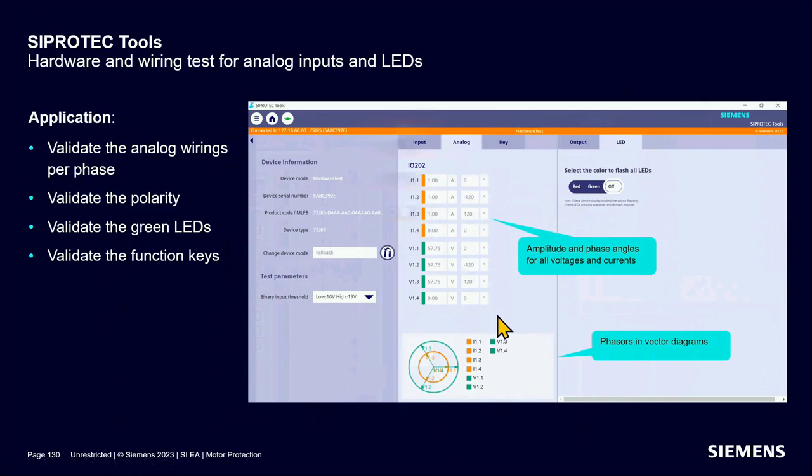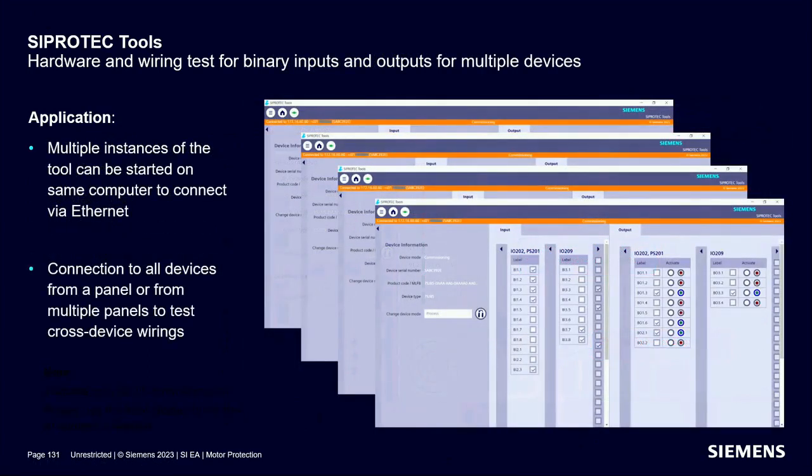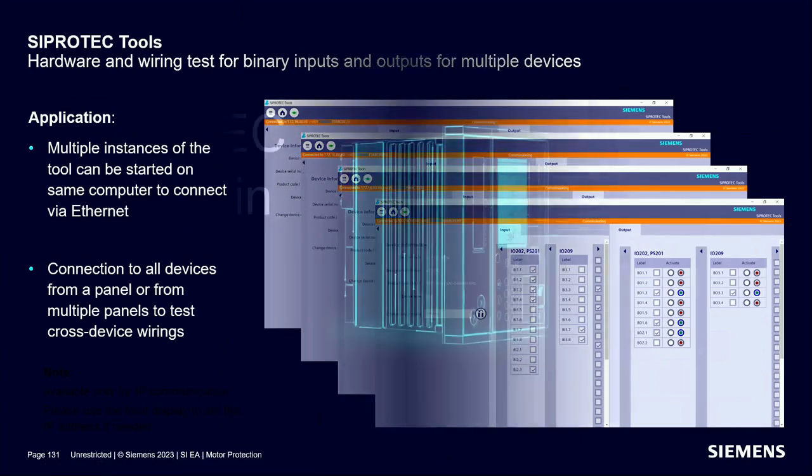I can inject also currents and voltages, and I put here a vector diagram, a phasor diagram of the current and voltages. I can use this tool multiple times and connect each time one tool with another relay. So I have then different screens, and then I can also test the interconnection, the wiring between relays by activating the binary output of the first device and then see if the proper binary input of the next device is activated or not, and I switch between various screens. So also the wiring between relays can be checked in a relatively comfortable way here.